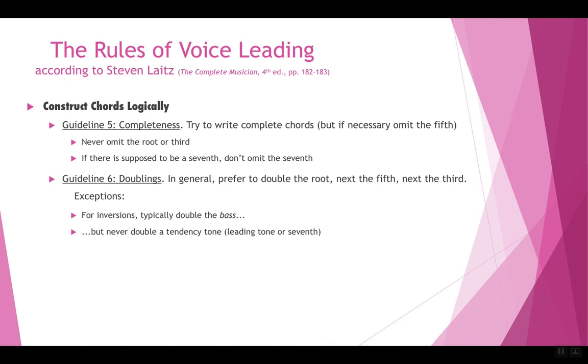So for inversions, typically you want to double the bass, but if the bass note is a tendency tone, you don't want to double the bass because you never want to double a tendency tone. Remember that? So if the leading tone is in the bass, don't double the bass. If the seventh of the chord is in the bass, don't double the bass. That means don't double the bass of a 5-6 chord, because a 5-3 chord in first inversion has the leading tone in the bass. Same with a 5-6-5 chord, that's a 5-7 in first inversion. The leading tone is in the bass. In a 5-4-2 chord, a 5-7 chord in third inversion, the seventh of the chord is in the bass, so don't double that.